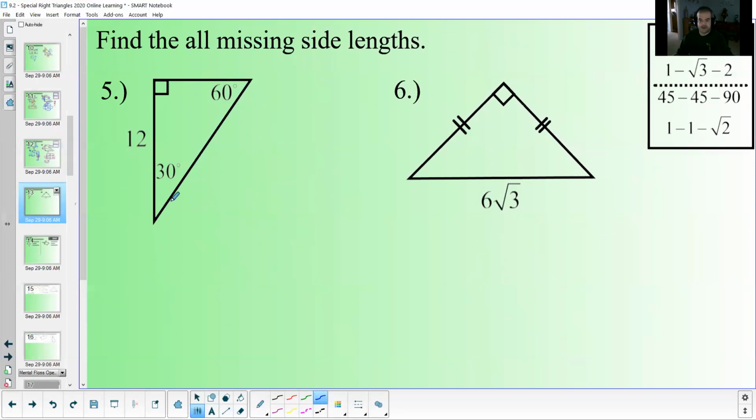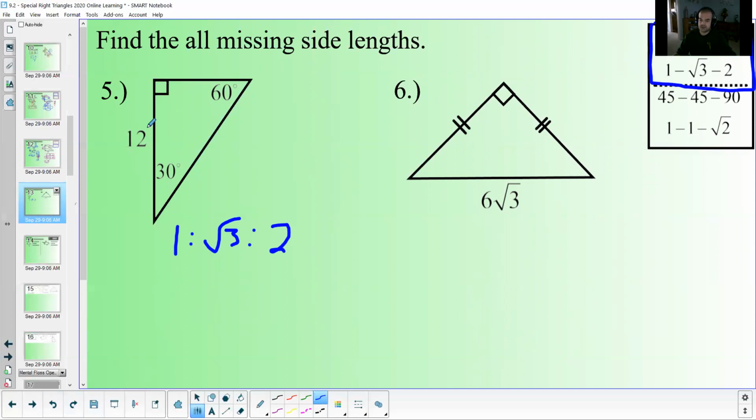Okay, looking at number 5. So number 5, pretty straightforward with how it's set up. They give us the 30 and the 60. So we know we're using the 30, 60, 90 ratios, which are 1 to root 3 to 2. Now, what makes this difficult is if I give you the shortest of the 3 sides, this problem is pretty straightforward. If I give you the hypotenuse, this problem is slightly more difficult, but still pretty straightforward.